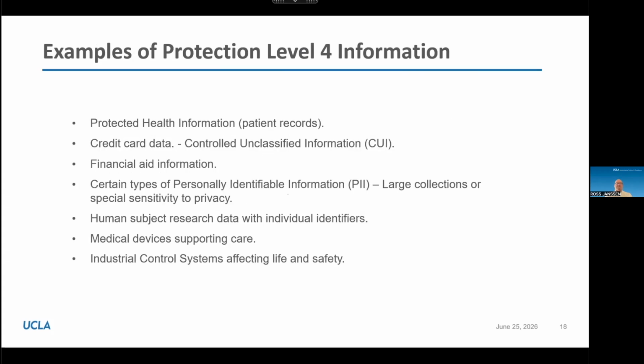Examples of this level 4 information are protected health information, which is patient records, credit card data, controlled unclassified information, financial aid information under GLBA, certain types of personally identifiable information, like large collections or special sensitivity to privacy, human subject research data with individual identifiers, medical devices supporting care, or industrial control systems affecting life and safety.